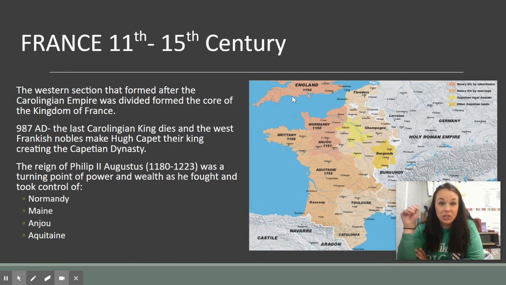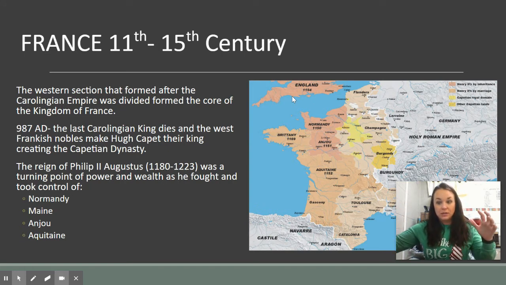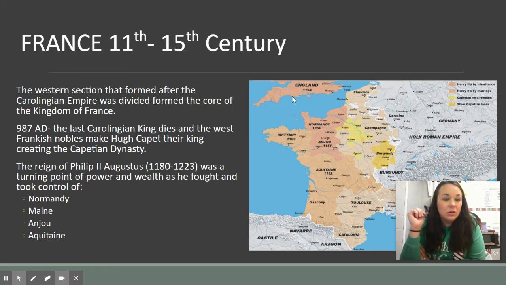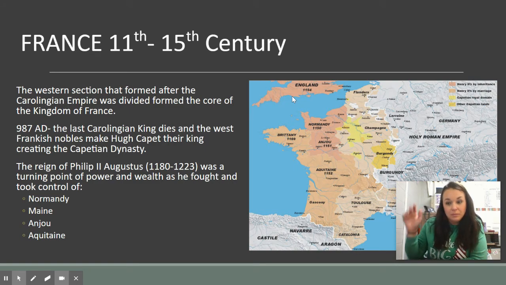The main Capetian king of note that I want you to remember is Philip II Augustus, and he is going to reign from 1180 to 1223. And the reason why he's really the only one I want you to remember is because he's the only one that acquires more land for France and gets its boundary lines closer to the France that we see today on the map. So he acquires the areas of Normandy, Maine, Anjou, and Aquitaine, which are all on the map there except Maine. And no, not the state of Maine in the United States, Maine in France. So again, he's the one I want you to remember the most because he increases their boundaries.